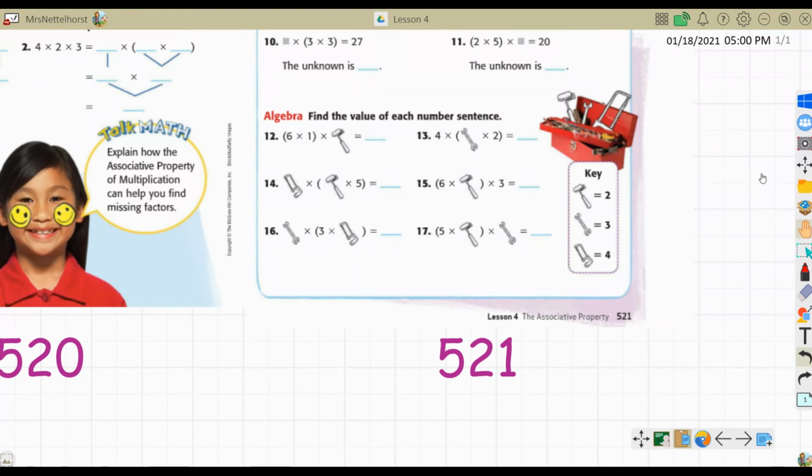Yay me. Okay, so now you're going to find the value of each number sentence. Ooh, this is a little tricky. Oh, there's a key over here. So there's tools in the toolbox, and each tool represents a different number. So the paint roller is worth 2. Here's what I would do if I were you, and I think I'm going to make you do it, is I'm going to put the number value on top of each picture. So everywhere that you see a paint roller, you're going to put a 2. Everywhere that you see a wrench, you're going to put a 3. Everywhere that you see a saw, you're going to put a 4.